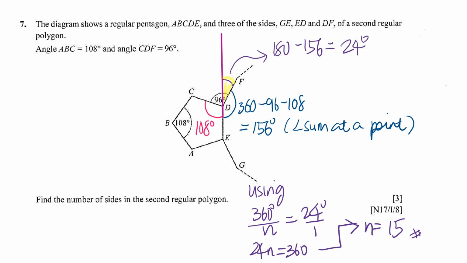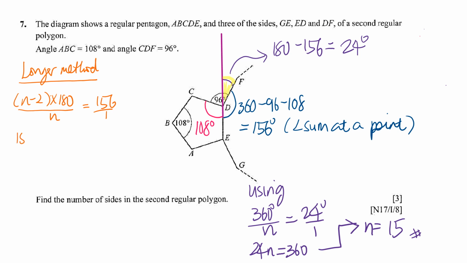That's a slightly longer method where you use the interior angle, which I will not advise you to, but if you're very good in your algebra, you can try doing it. So how do we use that? We know that to find the interior angle is (n minus 2) times 180 divided by n.